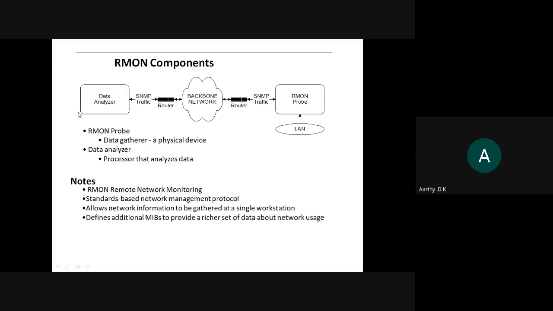First, you have a data analyzer. This data analyzer will analyze what kind of traffic and what kind of networks you have in the system. Next you have a router, through which we connect to our network. On the other end, you have a remote monitoring probe. This probe is just a physical device which has a processor within it. That processor is capable of doing the remote monitoring. The data analyzer is the processor that analyzes the data.